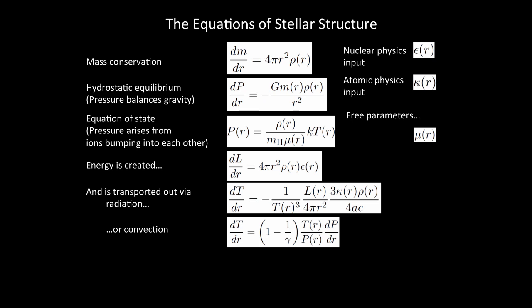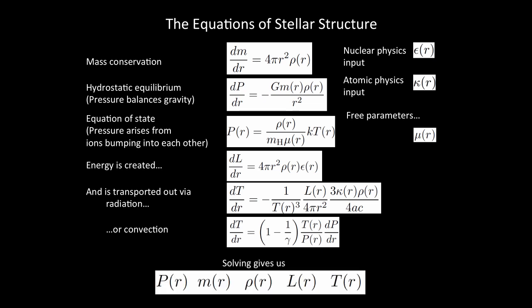So what we do when we solve these equations is we guess values for the mean molecular mass, and we pick the ones that give solutions to these equations that agree best with the physical properties of the sun or other stars. Once we've set these parameters and we've got these equations, we can solve them and we get how the pressure, the mass, the density, the luminosity and the temperature of the star varies from the center of the star to the surface. And there we have our basic model of a star.